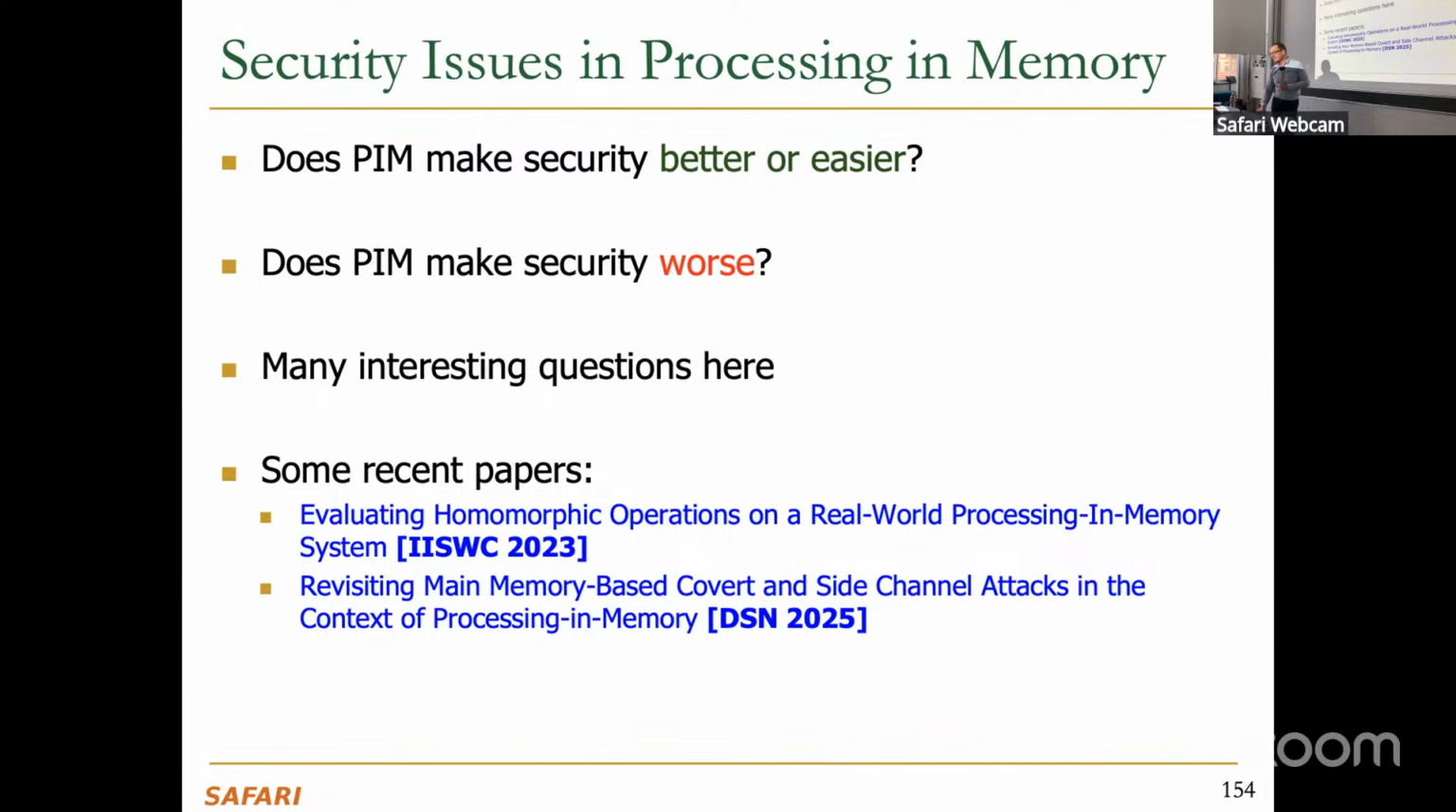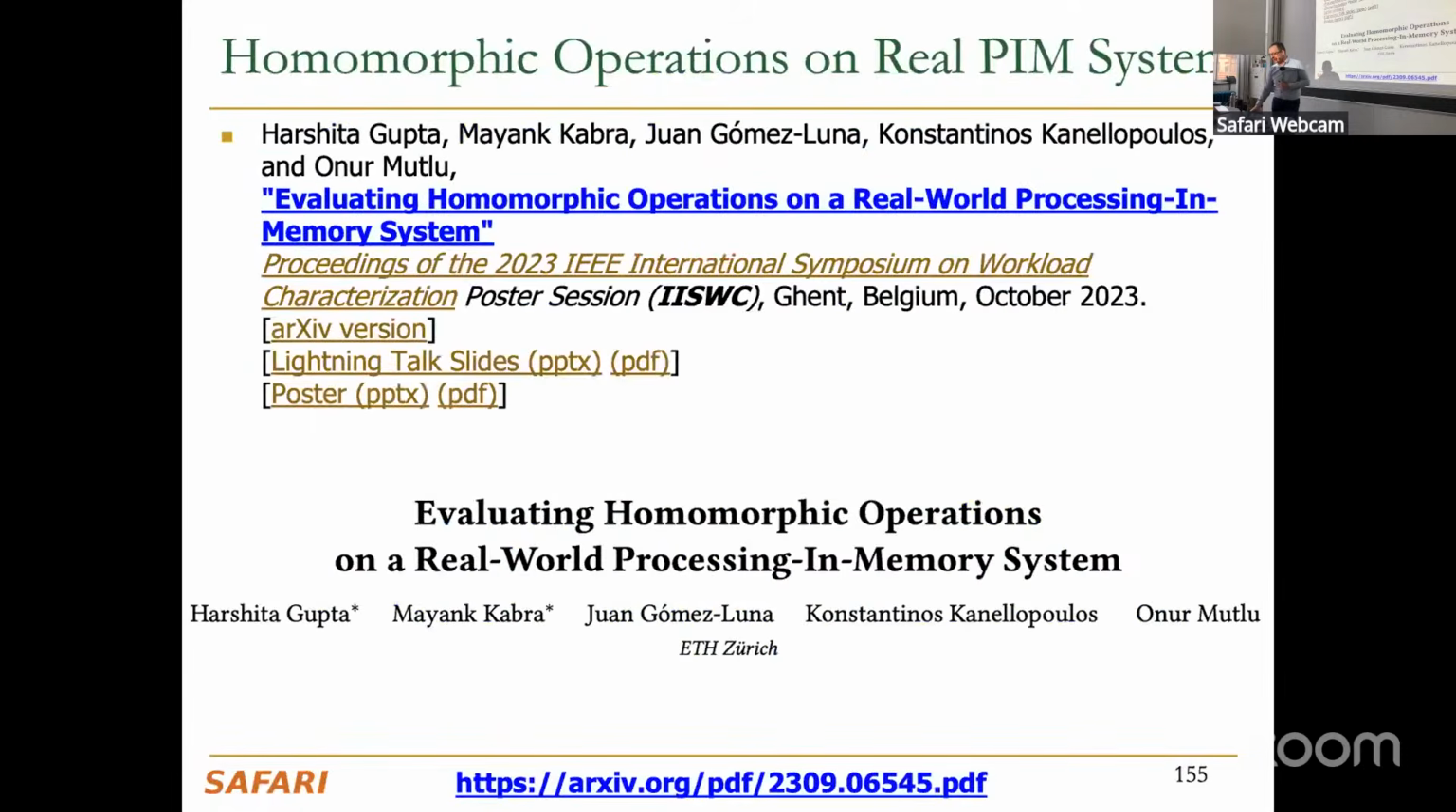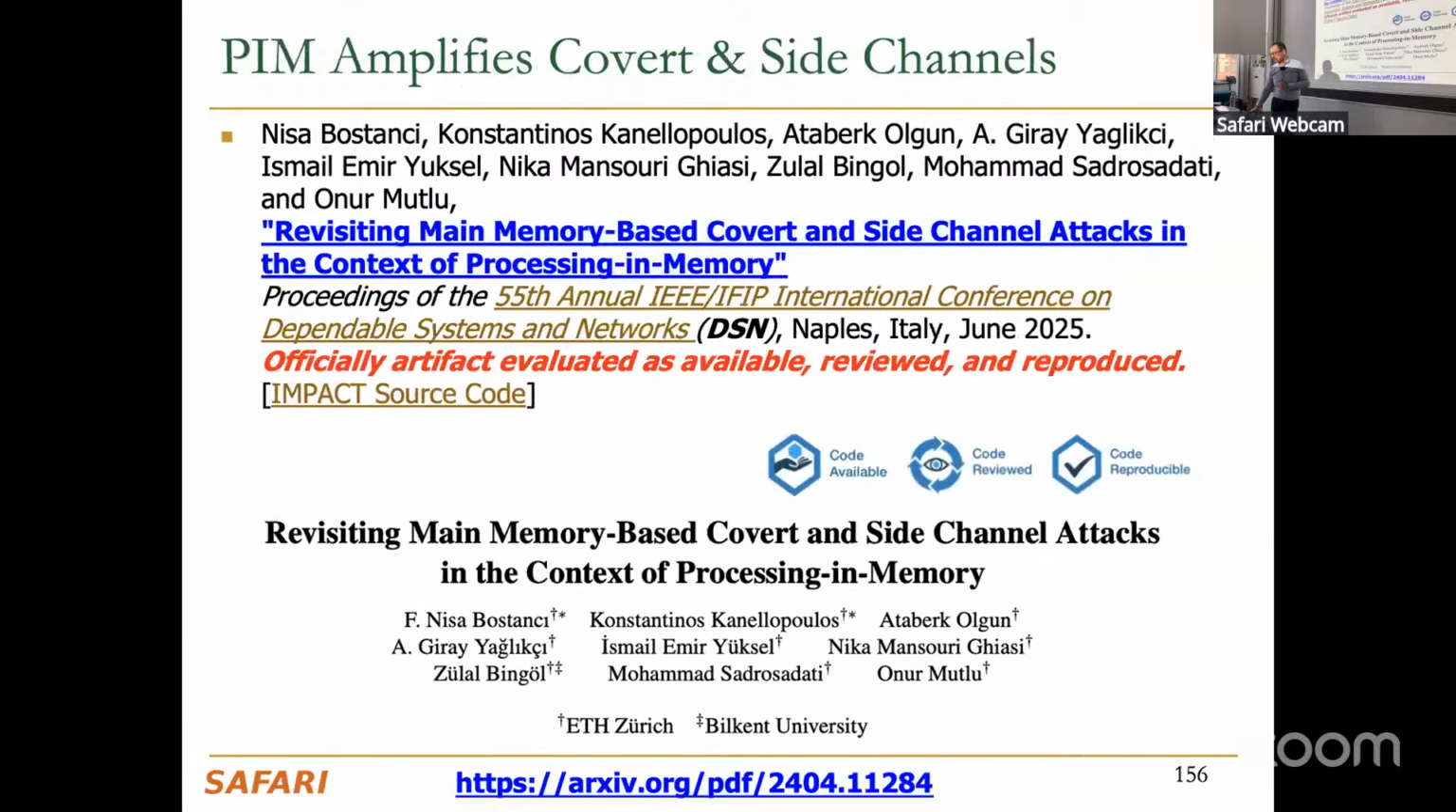But there are also cases where processing in memory can make security better or easier, right? For example, homomorphic encryption implementations can be accelerated significantly. We've done this with the UPMEM system. This is a paper that Harshita led over there in the back, so you can ask her questions related to it, and Mayank. And there's more work in this area that has been done since then, both on UPMEM and also with storage.